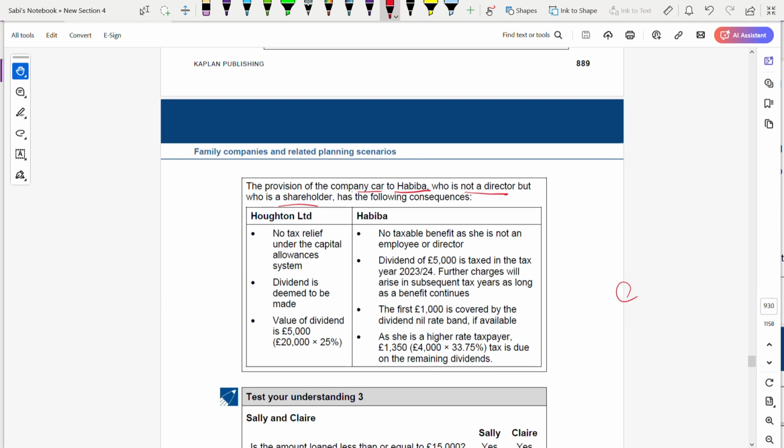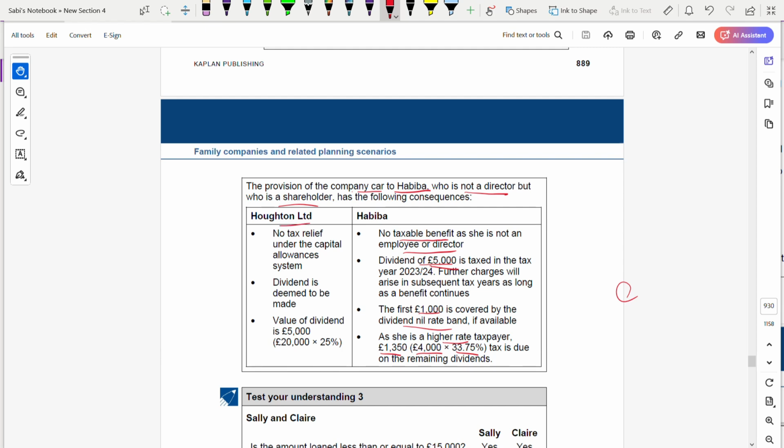That table. So for Habiba, no taxable benefit because she is not an employee or a director. Simply, the benefit we have already calculated before, same. That benefit was 5,000. So she is deemed to be receiving a dividend of 5,000 from the company. And this will be taxed at the dividend rate. Okay. So the first 1,000 is covered by the dividend allowance band. She is a higher rate taxpayer, so it is at 33.75%. The remaining 4,000 will be taxed at this. So this will be her income tax.